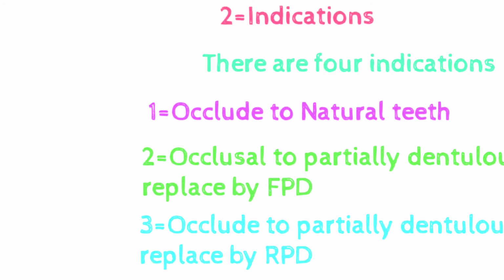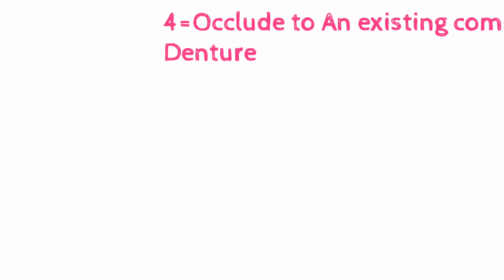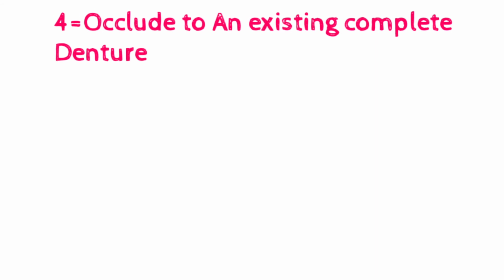Now come to the 4th indication, occlude to an existing complete denture. In one arch there is an existing complete denture, but the other is edentulous. In that edentulous arch we give single complete denture.